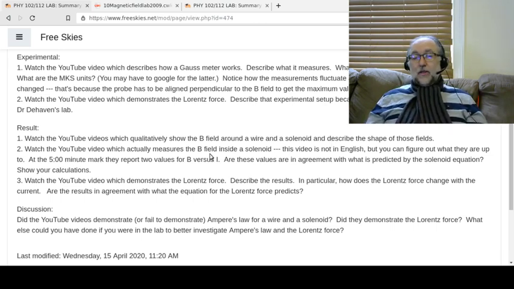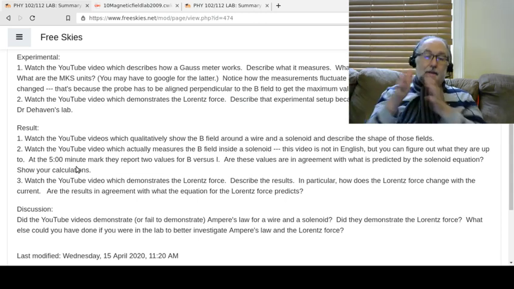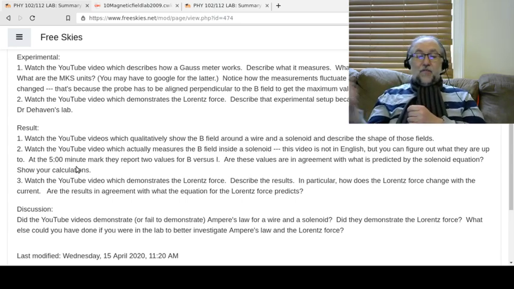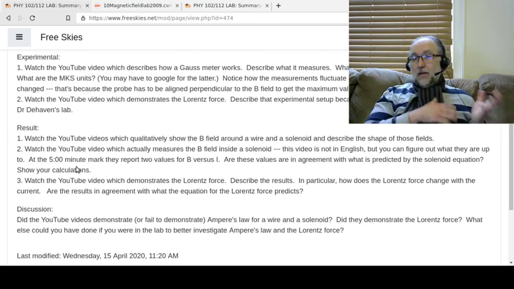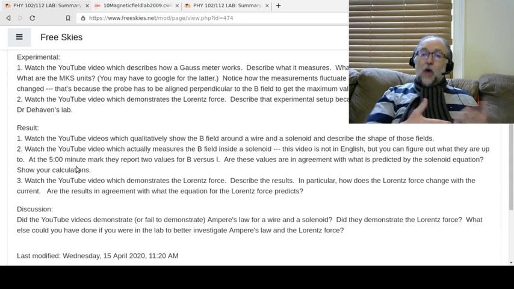And then there's another one, the third one that's not in English, and I do mention that there. If you go to the 5-minute mark, you'll see a couple of numbers. They give you the values for the number of windings, N, the length of the solenoid, L, and the current, because they set it on the power supply, and they measure the magnetic field using a Gauss meter. I didn't actually do the calculations, but looking at the numbers, they look approximately right. So we'll see how close they are. If they're not exactly right, that's fine too.